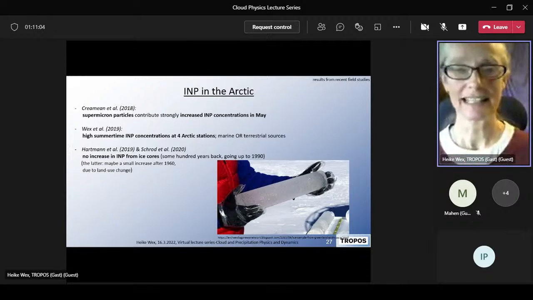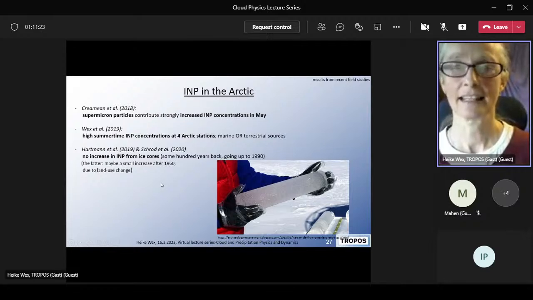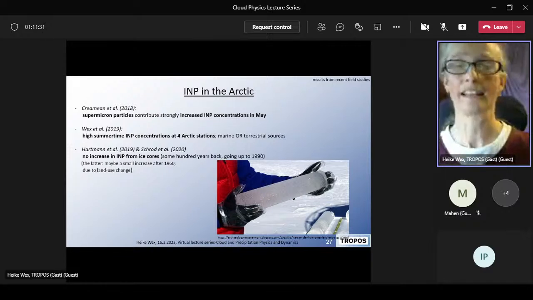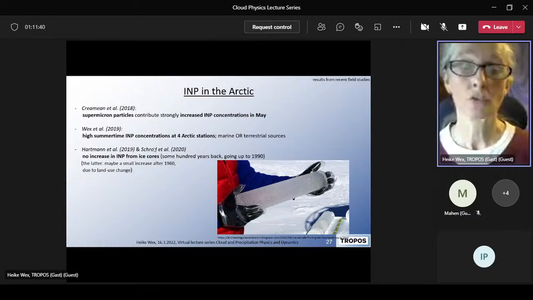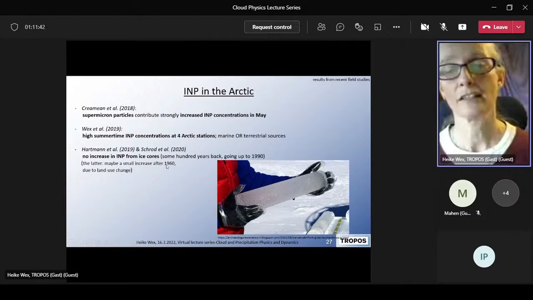So now we thought, let's see if it changed over the centuries. And there are 2 studies that looked at ice cores. So that is by us, and that's by a group in Frankfurt. They went some 100 years back, different for both studies, but both only went up to 1990. And they both said that they did not find an increase of INP, annually averaged, or even more than annually averaged, in that timeline.